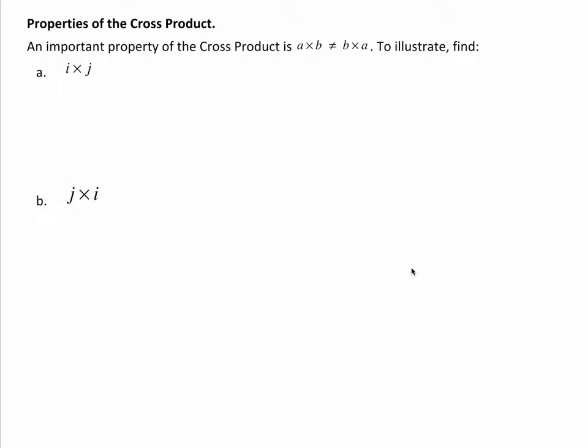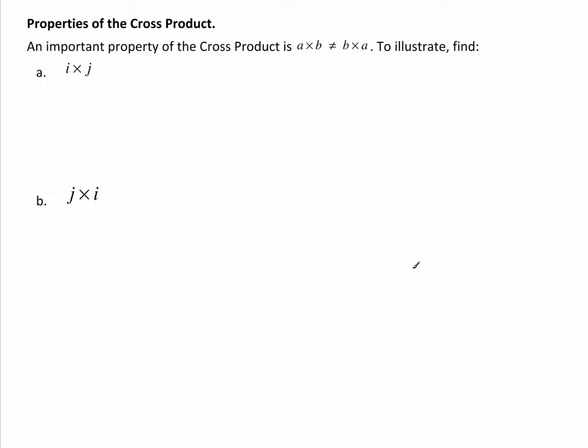Let's take a look at some properties of the cross product. Now, a very important property of the cross product is that A cross B is not equal to B cross A. And I'll talk about that a little bit earlier as to why. And let's just go ahead and try to prove it quickly.